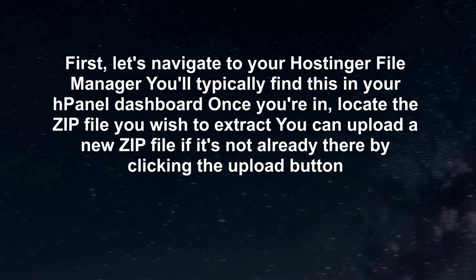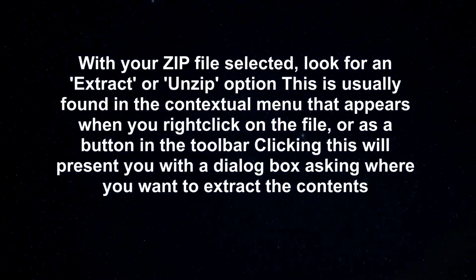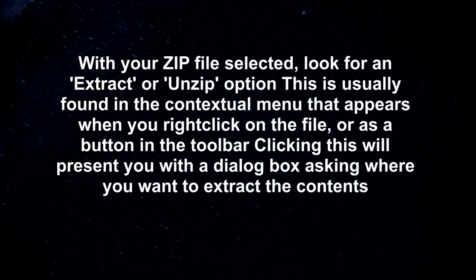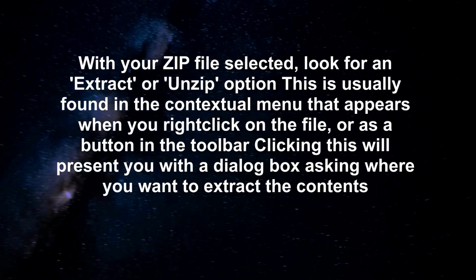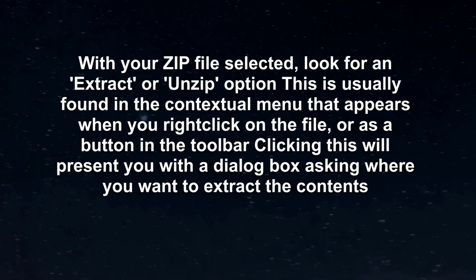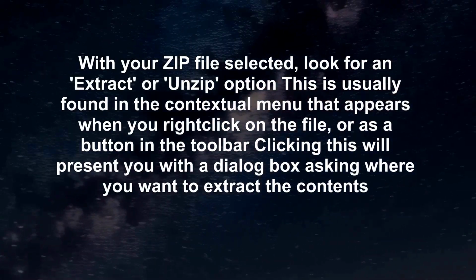You can upload a new zip file if it's not already there by clicking the Upload button. With your zip file selected, look for an extract or unzip option. This is usually found in the contextual menu that appears when you right-click on the file, or as a button in the toolbar. Clicking this will present you with a dialog box asking where you want to extract the contents.